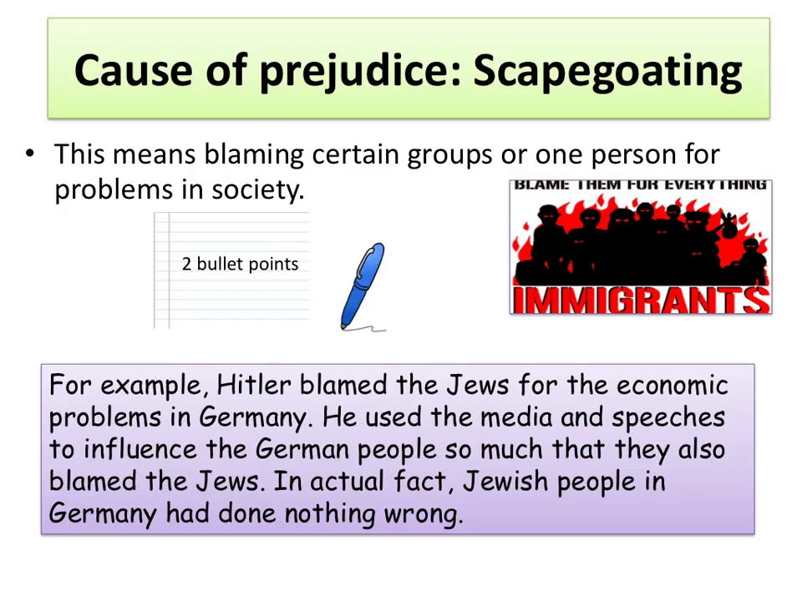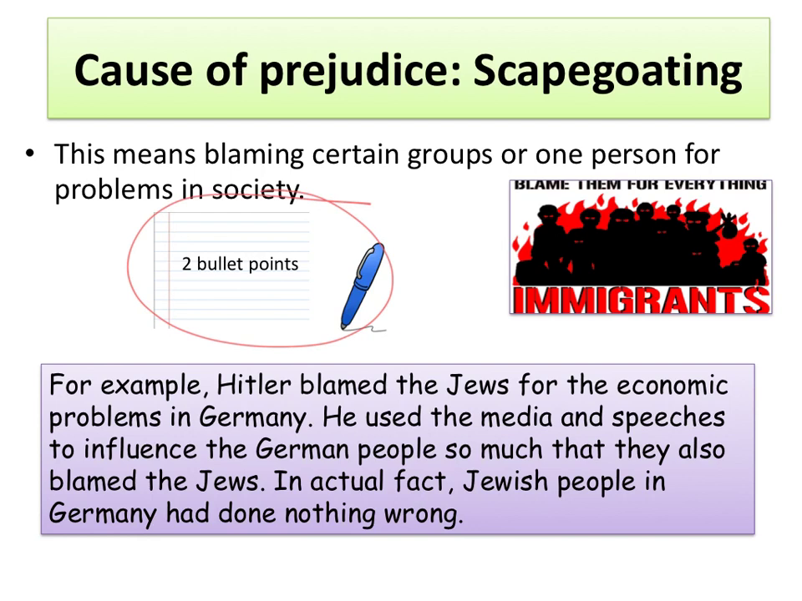The next cause of prejudice that we need to look at is scapegoating. Remember to make notes on what this is and how it causes prejudice. Scapegoating means blaming certain groups or one person for the problems in society. An example of this is Hitler blaming the Jews for the economic problems in Germany. He used the media and speeches to influence the German people so much that they also blamed the Jews.